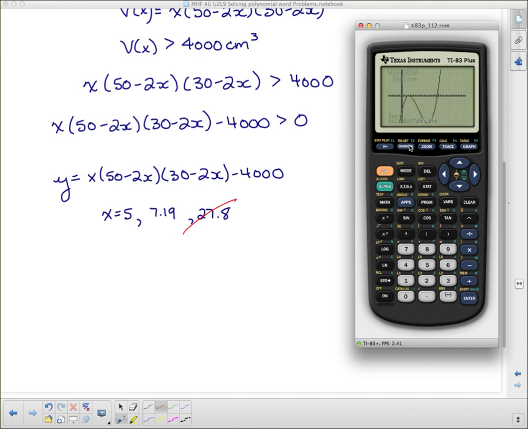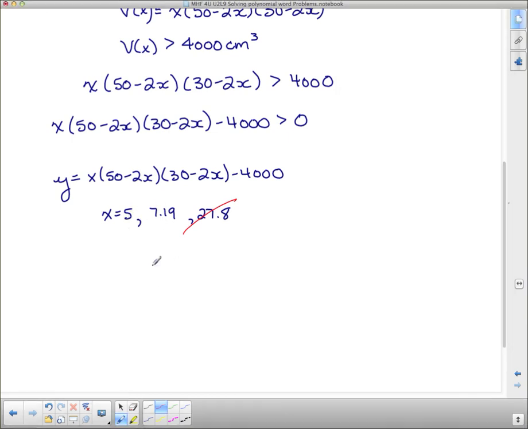And I'm going to zoom in. I'm going to take the window and go negative 1,000 to positive 1,000. See if we can see that a little bit better. Okay, we can see that little curve above there. That's the only place we want it, is for that to be greater than 0, is in that range. So it's got to be somewhere between these two things. So x has to lie in between 5 and 7.19. And if it is exactly equal to 5 or 7.19, then it will be exactly equal to 4,000, and this wants it to be bigger than 4,000. So any value of x between 5 and 7.19 will give us a volume greater than 4,000.